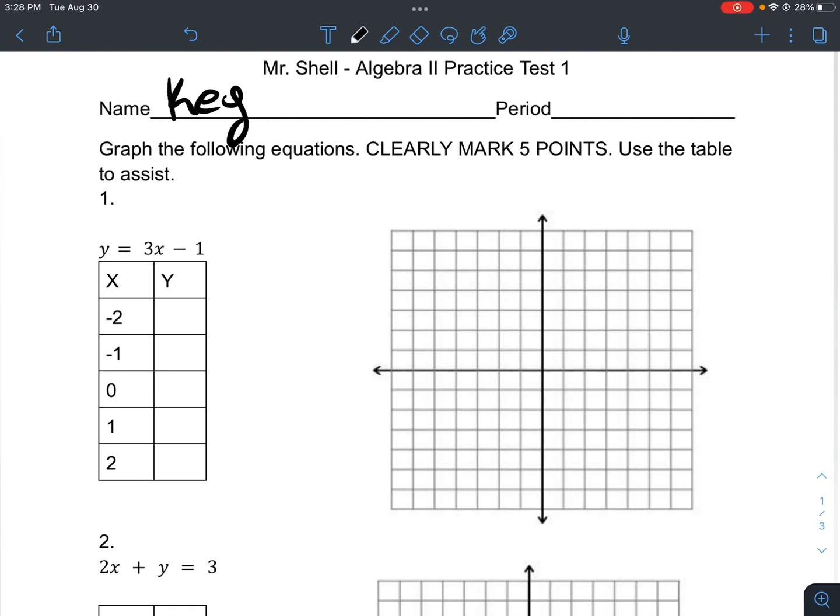Anyway, this is our practice test for our first test on Friday. I'm going to talk about a few things and then we'll get into the actual content. First things first, the instructions.